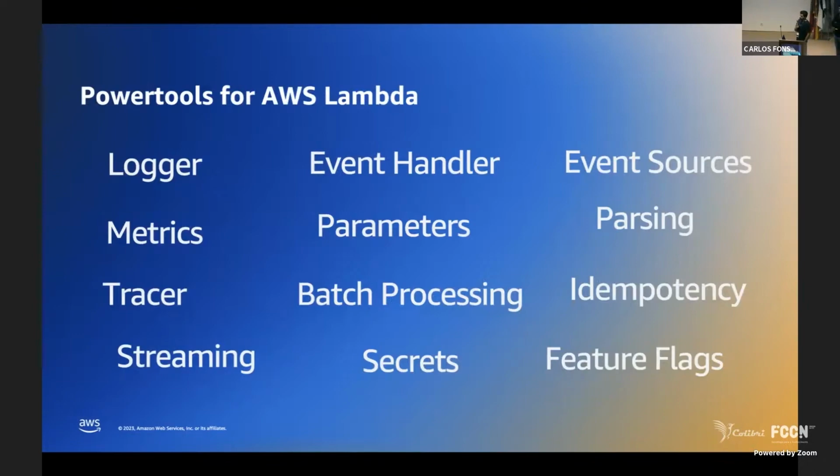For instance, idempotency. Let's imagine that you have a Lambda running on SQS or something, and you don't want to repeat events. You can have idempotency, batch processing, streaming, secrets, parameters, feature flags. So we have all of that.